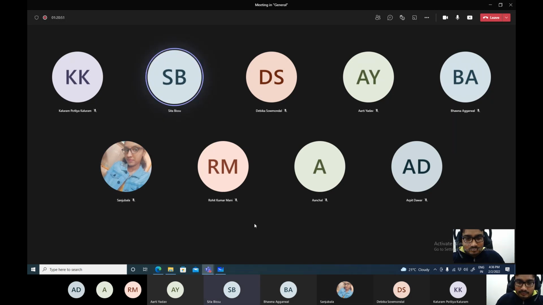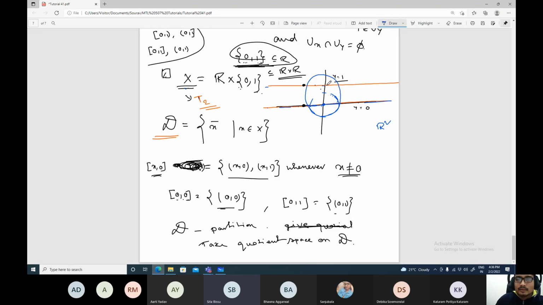Sir, in this problem, only (0, 0) and (0, 1) are creating problems, right? Yes, only (0, 0) and (0, 1) are creating problems. For the other points, if you take one point as (0, 0) and another point from here, you can get separate, that is disjoint, neighborhoods from the topology on R only. But for the points (0, 0) and (0, 1), we have the problem. That's why it's not Hausdorff.